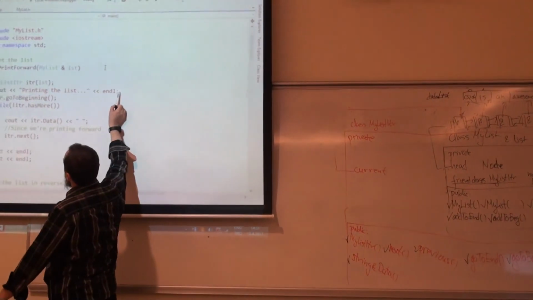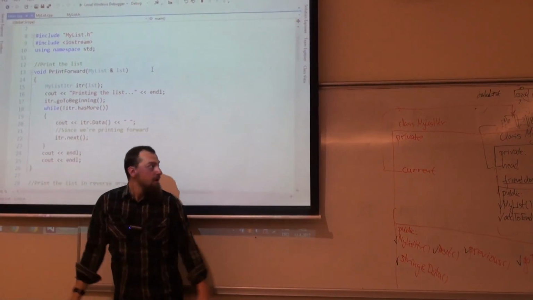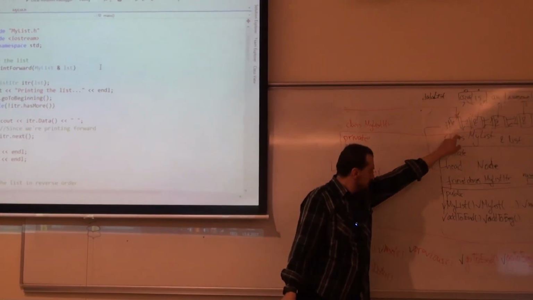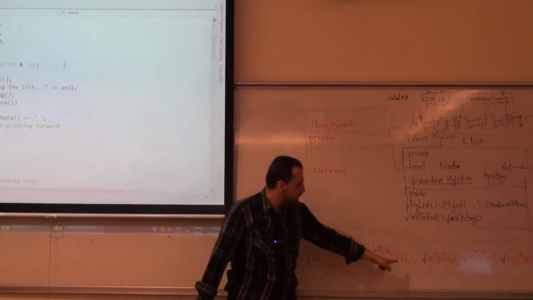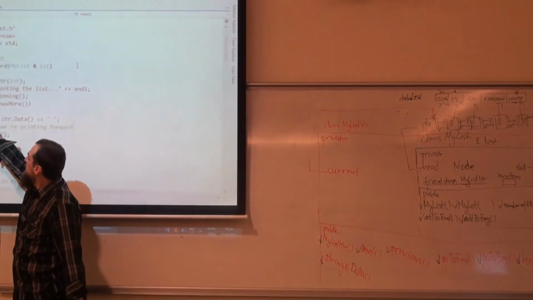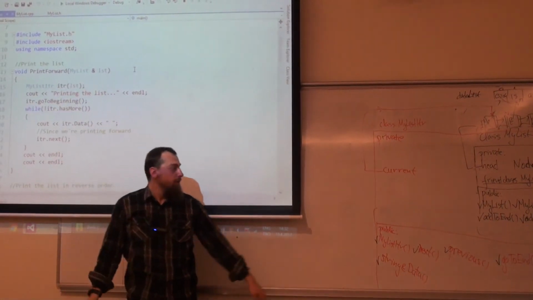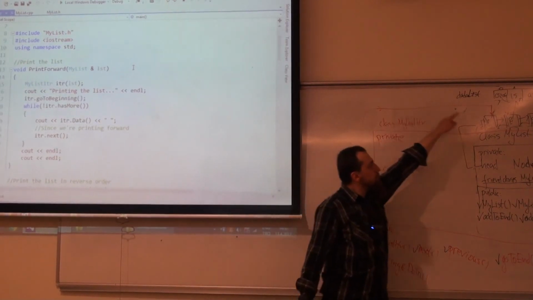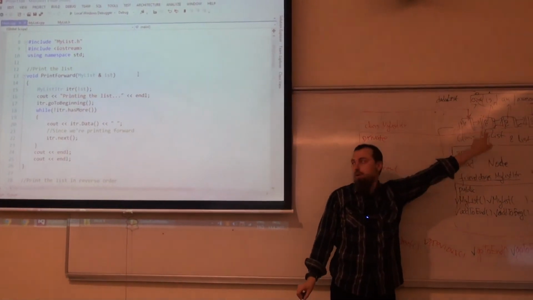Now I'm printing the list. And how do I print it? I go to the beginning. In order to go to the beginning, I'm using the goToBeginning function. So I'm saying iterator point goToBeginning. When I do this, automatically this guy current points to the first node. Okay?